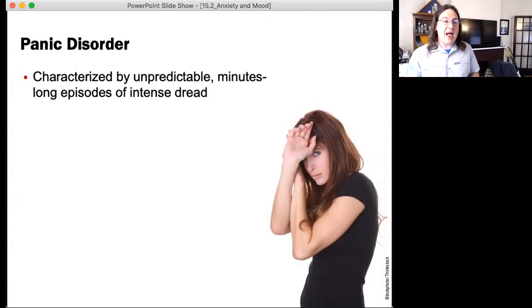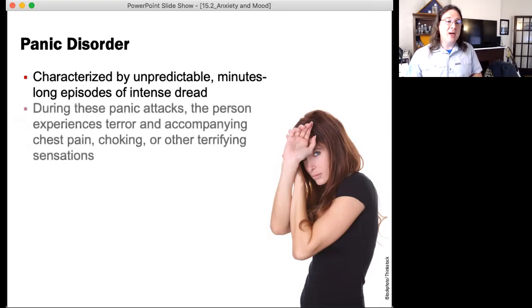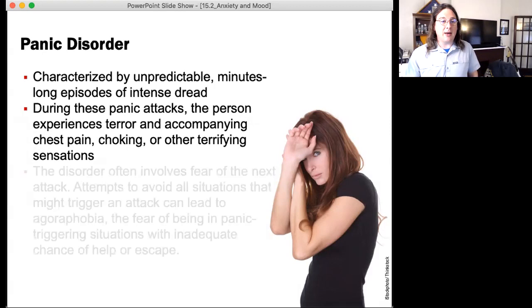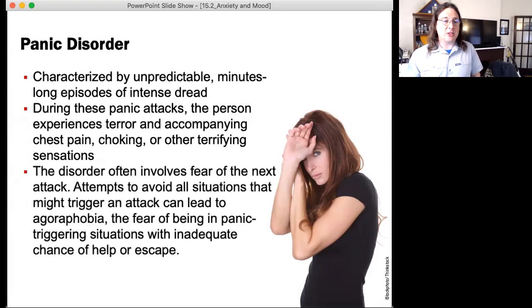Now, a lot of people can have a panic attack and not be diagnosed with panic disorder. But if it happens over long periods of time, during these panic attacks, a person experiences terror, like we talked about. If they experience this several times within a short period of time, we might want to consider what's going on, and possibly diagnosing them with panic disorder so that they can get the right treatment. The disorder often involves fear of the next attack, attempts to avoid all situations that might trigger an attack, and it can lead to agoraphobia.